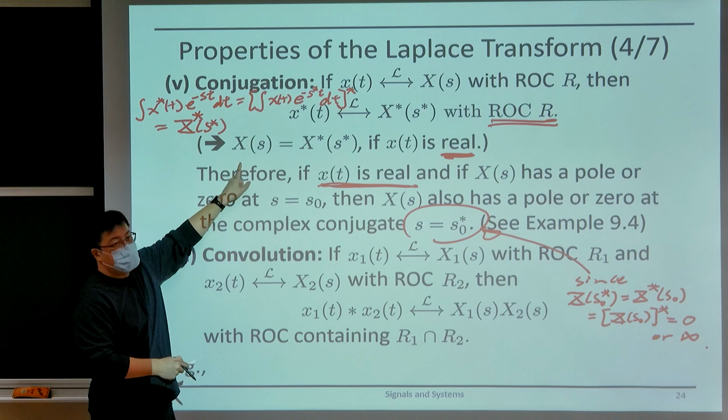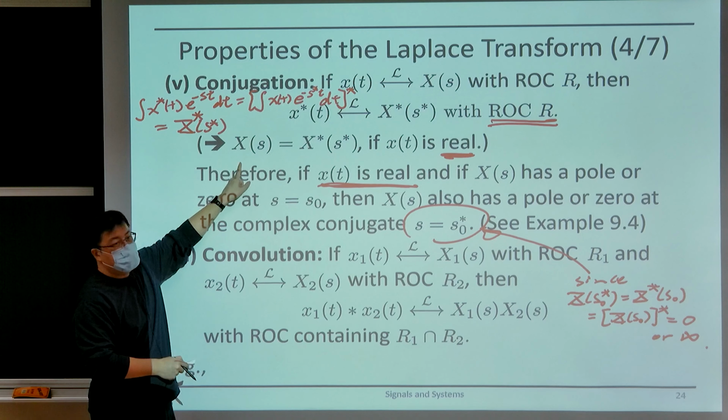So in this discussion, I almost only focus on the changes in the region of convergence, because the derivation of the form is exactly the same as for the Fourier transform before. All right. So the next one is convolution.